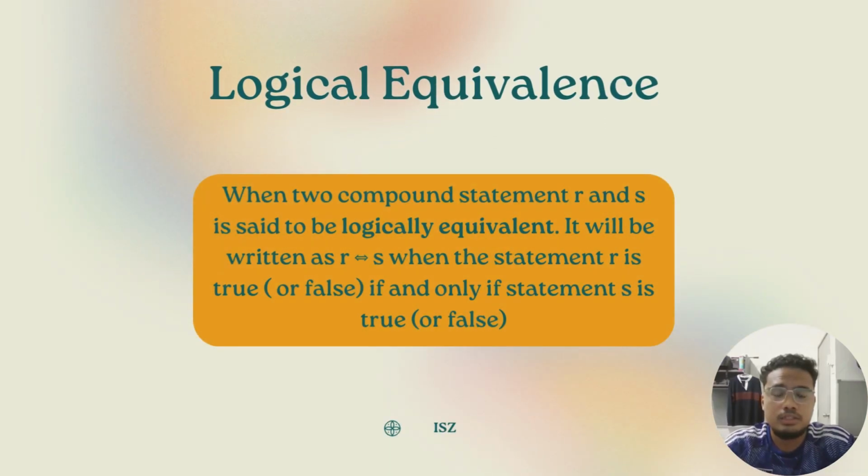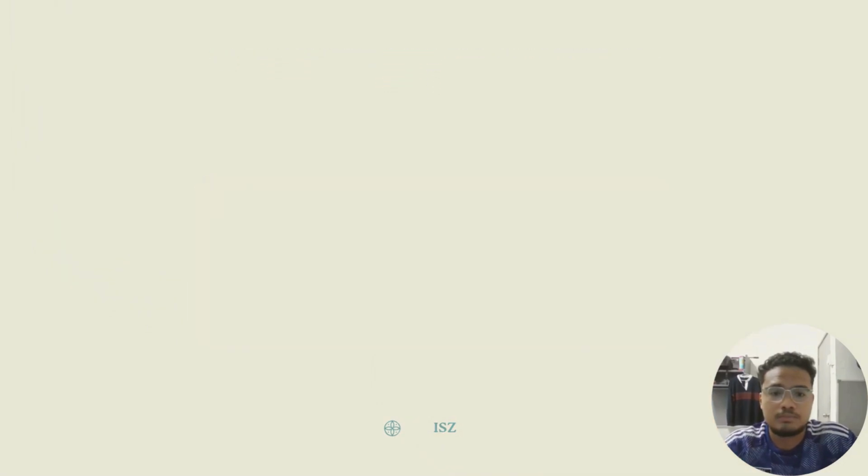Logical equivalence. When two compound statements R and S are said to be logically equivalent, it is written as R ≡ S, when statement R is true or false if and only if statement S is true or false. Alternatively, two compound statements P and Q are logically equivalent, written as P ≡ Q, if P ↔ Q is a tautology.